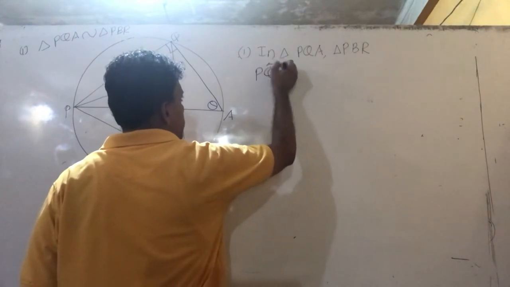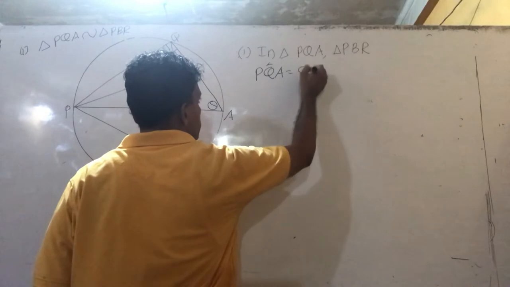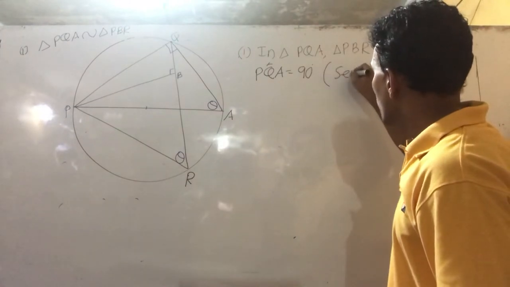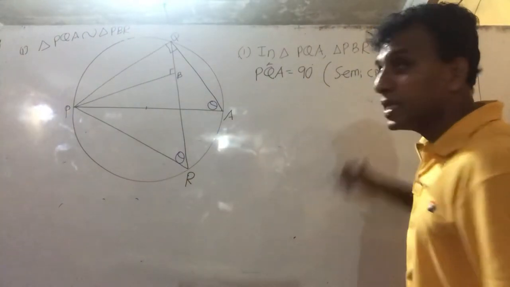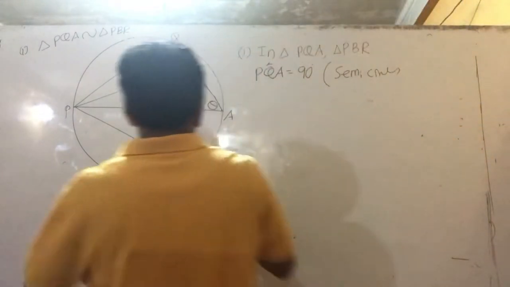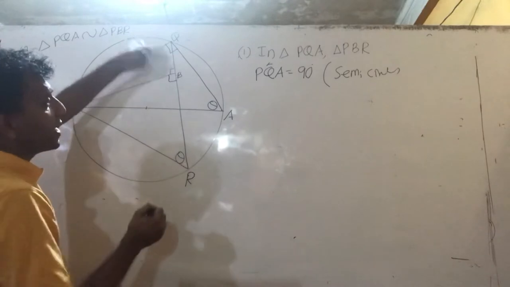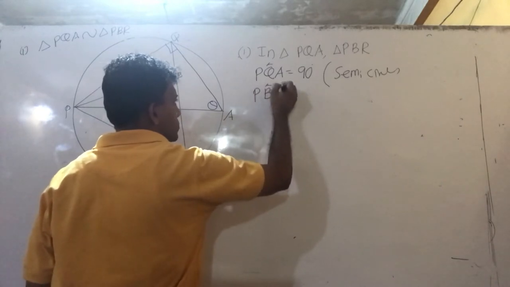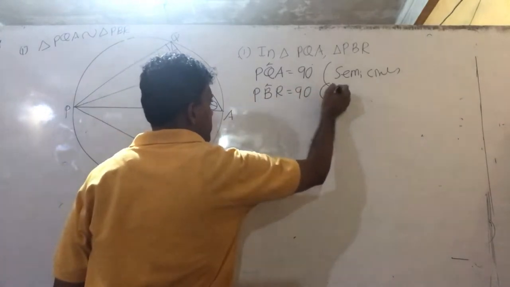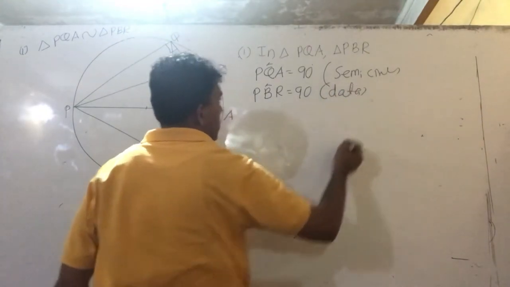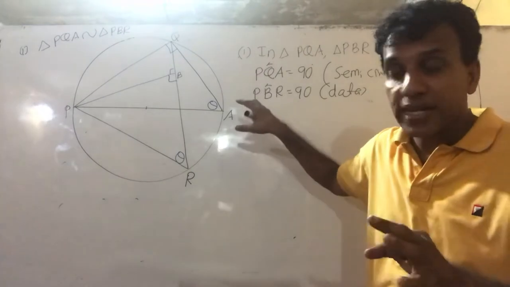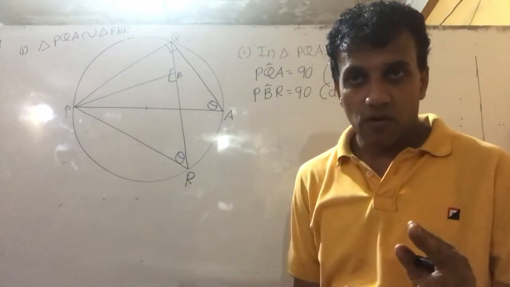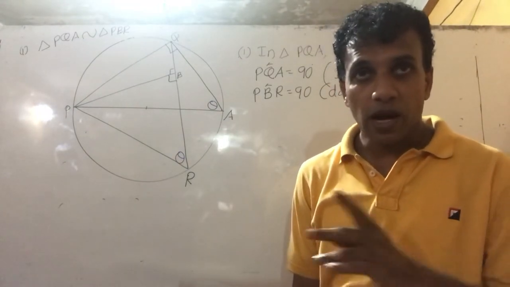PQA equal to 90. Okay, also I can say the reason: semicircle angle. And in the other triangle, this one here is 90, therefore here 90. Is PBR 90? That means they have just two equal angles, right? Shown separately, one triangle 90, the other triangle also 90, but the reasons are two different reasons. One is semicircle angle, right angle, the other one is given.